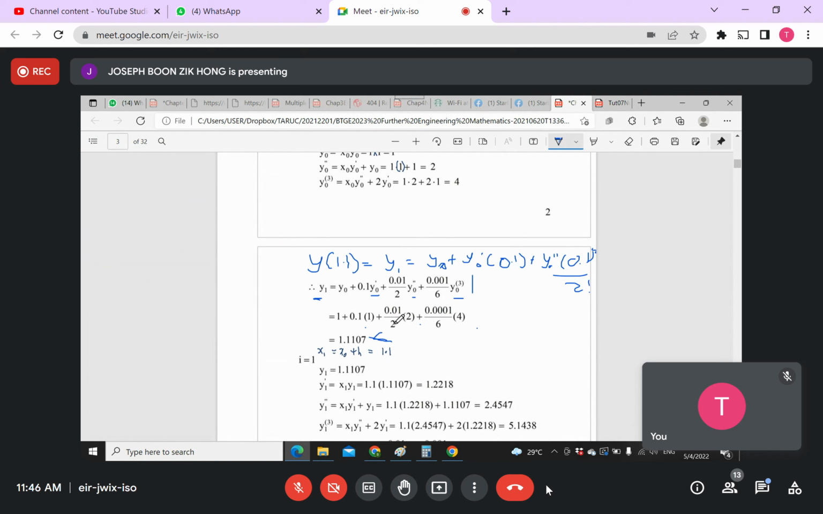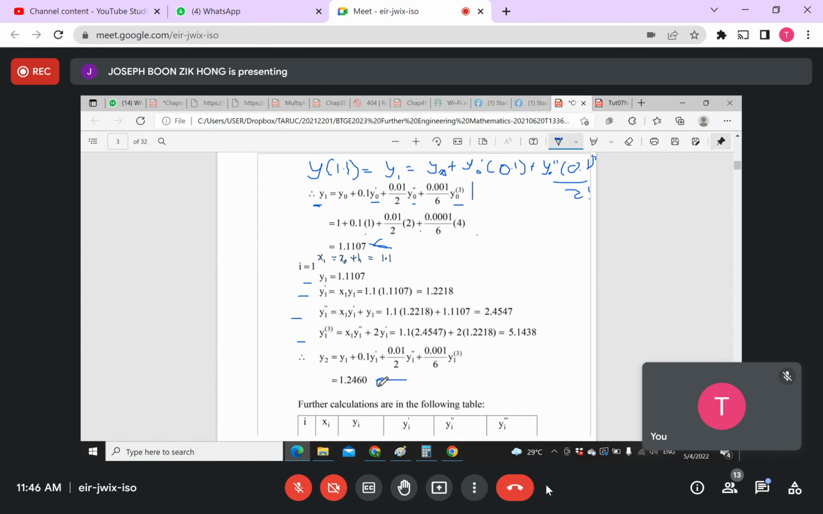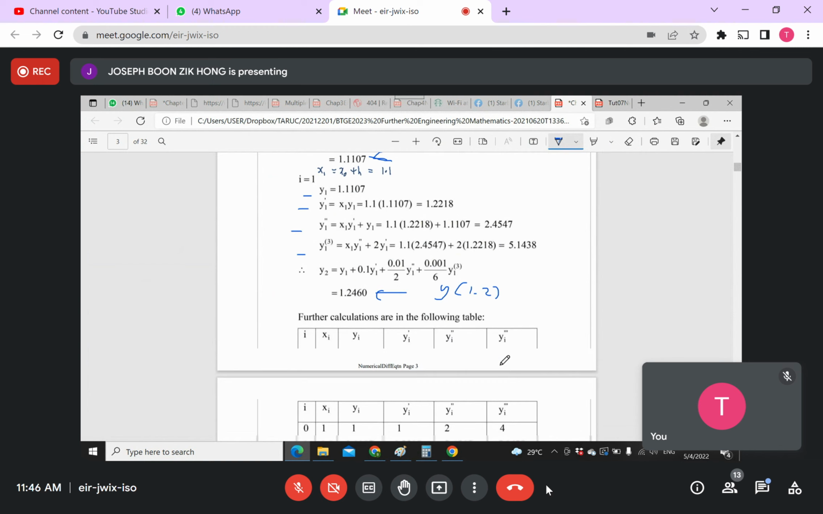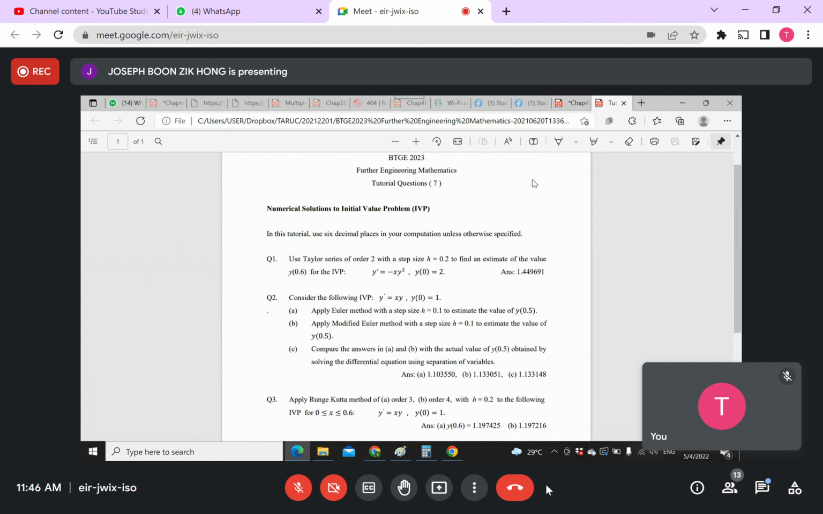This one is y 1.1. And then after that again, we try to find what is your y1 prime, y1 prime prime, y1 prime prime prime, and then later you sub into the formula again, you will get the y2. That means you can get the y1.2, and keep repeating until you get the y1.5. Any questions here before I proceed again? I assume no questions.